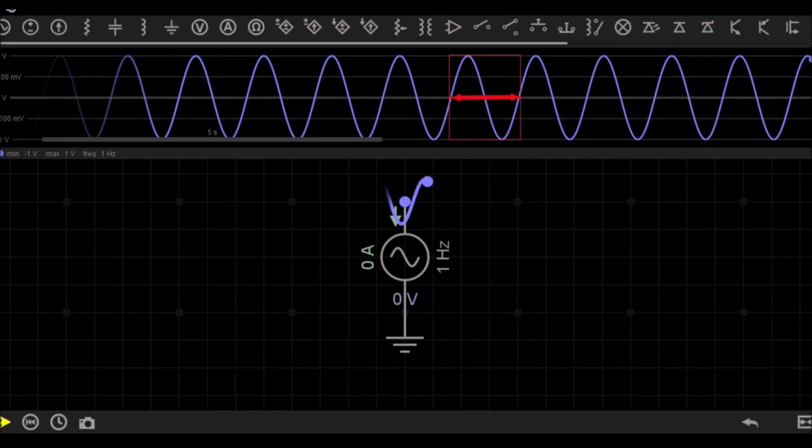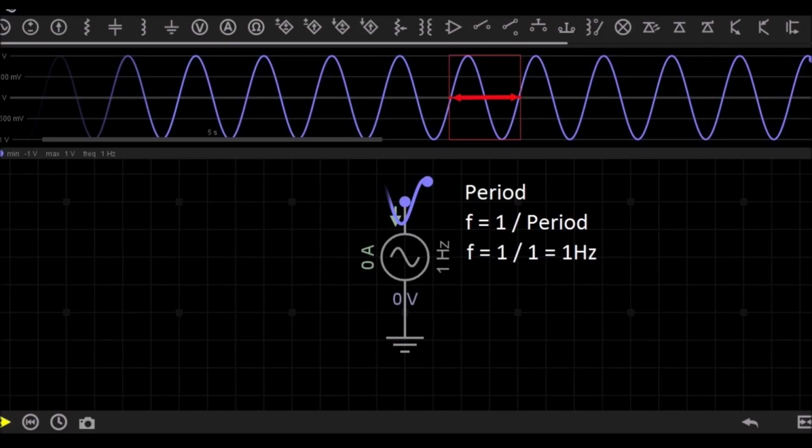The time taken to complete the full sine wave is called the period. The period is represented in seconds. To calculate the frequency, we divide 1 by the period. In this example, the period takes 1 second. So frequency equals 1 divided by 1, which equals 1 Hz.